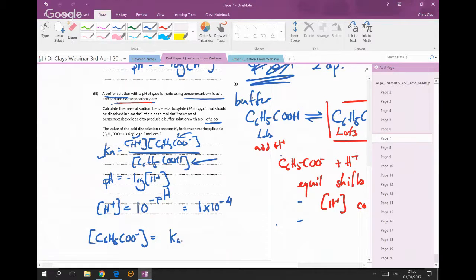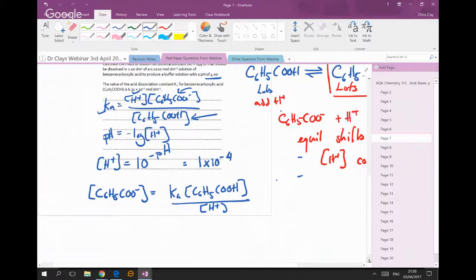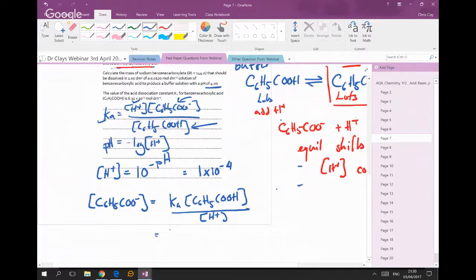So we're going to have Ka multiplied by the concentration of C6H5COOH over the H plus concentration. This is going to give us a value here of 6.31 times 10 to the minus 5, multiplied by the concentration here of the benzene carboxylic acid over the H plus concentration, which we worked out. And hopefully we get 6.31 times 10 to the minus 5 multiplied by 0.012 divided by 1 times 10 to the minus 4. We should end up with something which looks a bit like this, 7.572 times 10 to the minus 3.